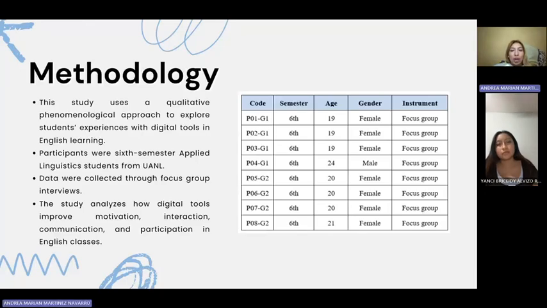So now for the methodology. The study used a qualitative phenomenological approach. The participants were sixth semester applied linguistics students from the UNL, and the data were collected through focus group interviews.